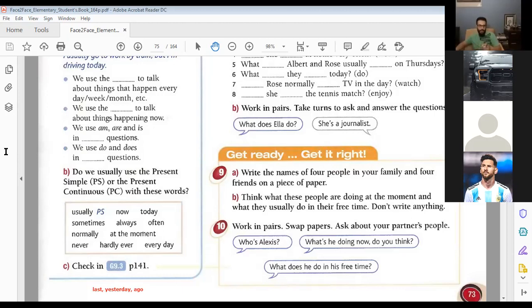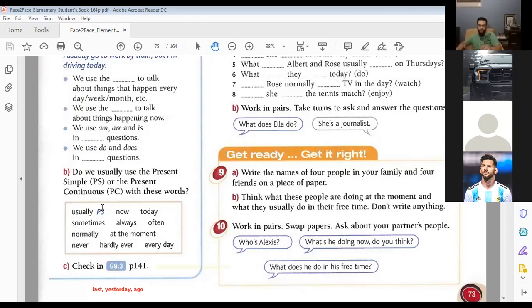In this box we want to choose which of these words go with present simple, the routine one, or present continuous, which talks about the current moment. Okay, do you get the idea? Twice, once, three times. What do we use these with? Present simple. Okay, correct.